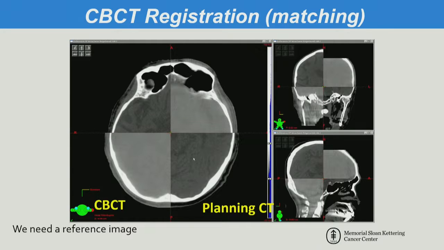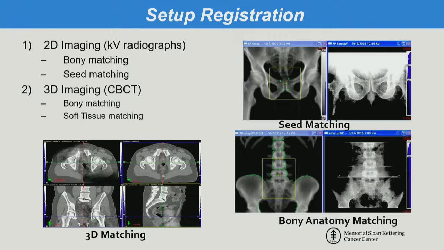So we have the image of the day, prior to treatment, or sometimes we also acquire images during treatments, and we have a reference image, which is normally our planning CT. And then we use this to properly position the patient for treatment.